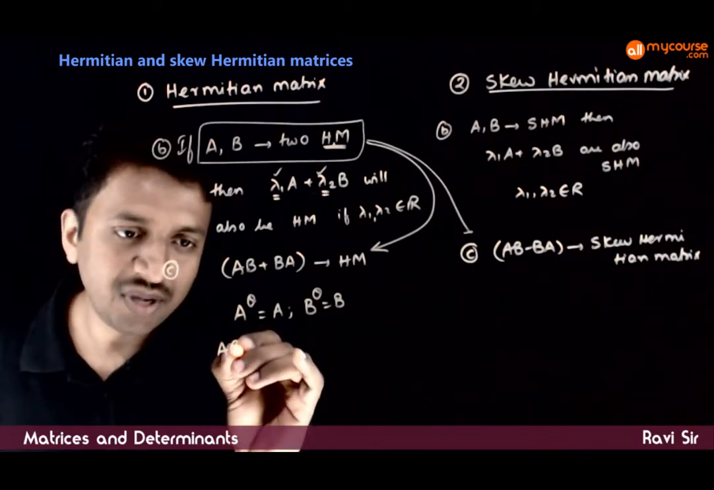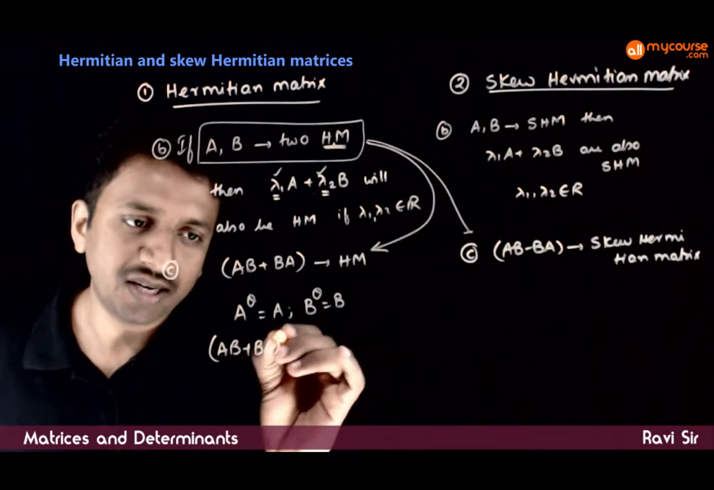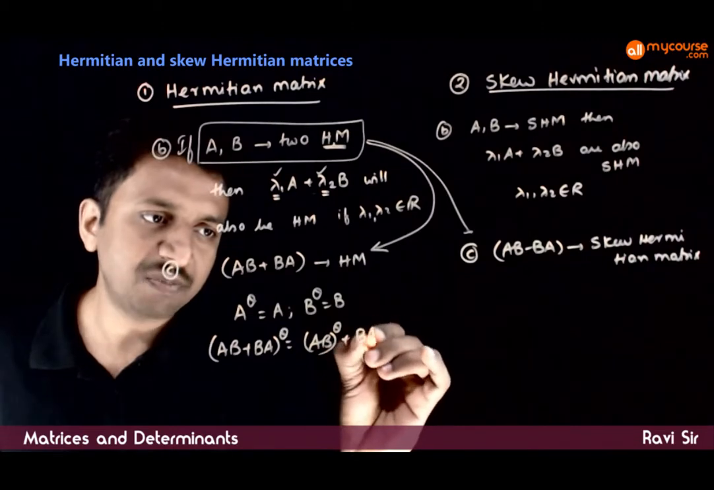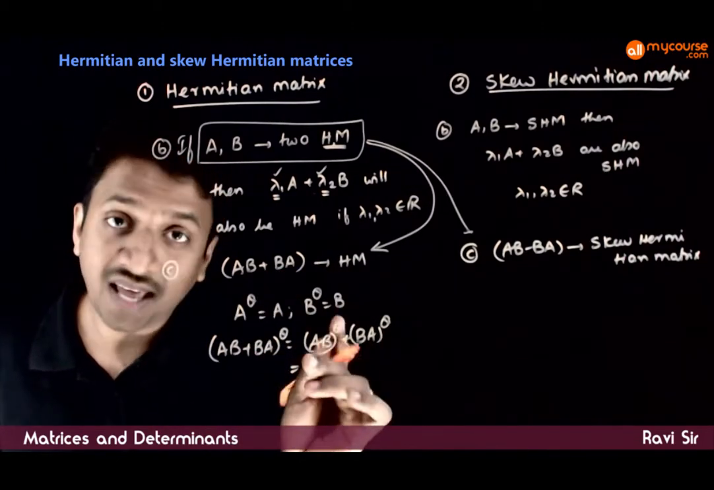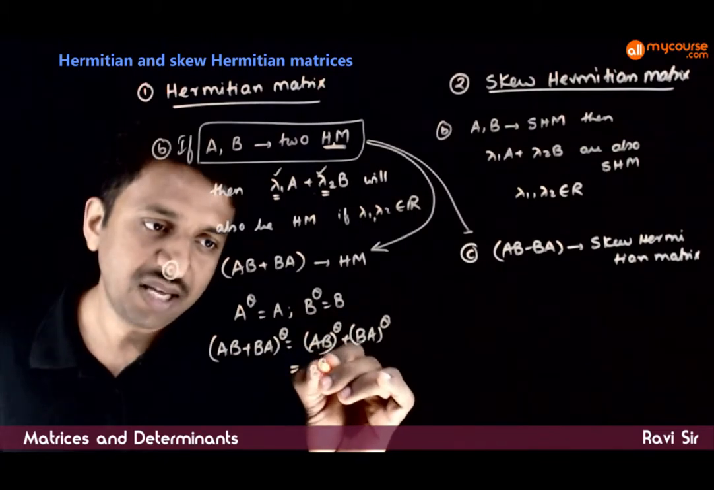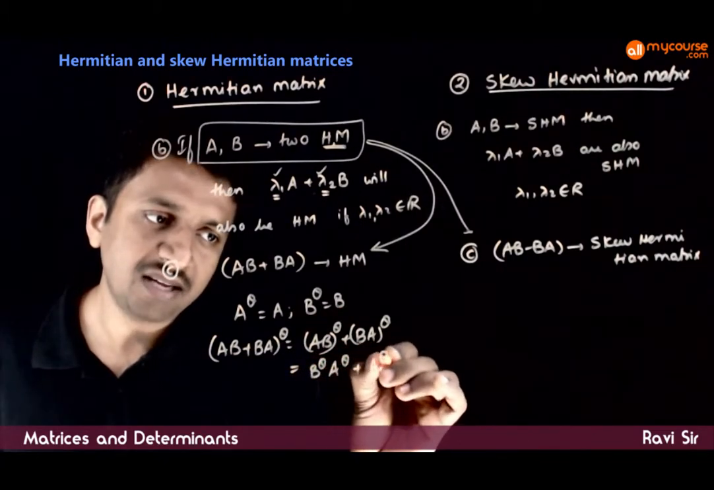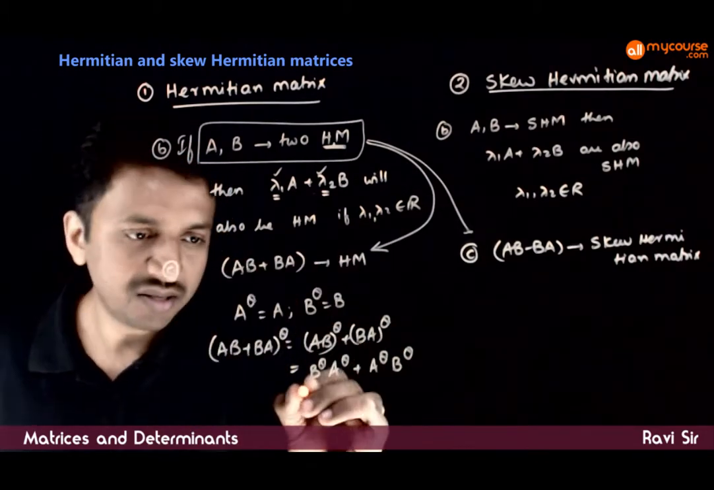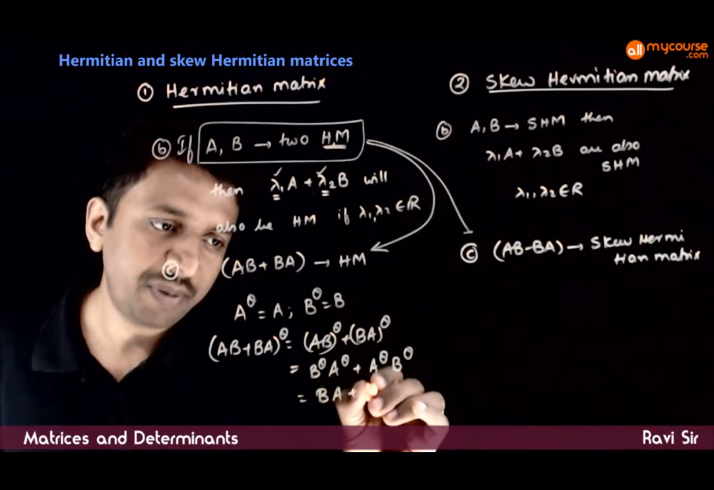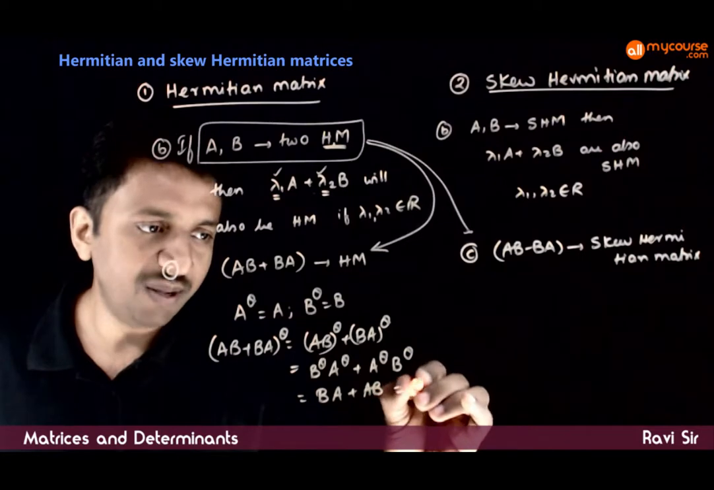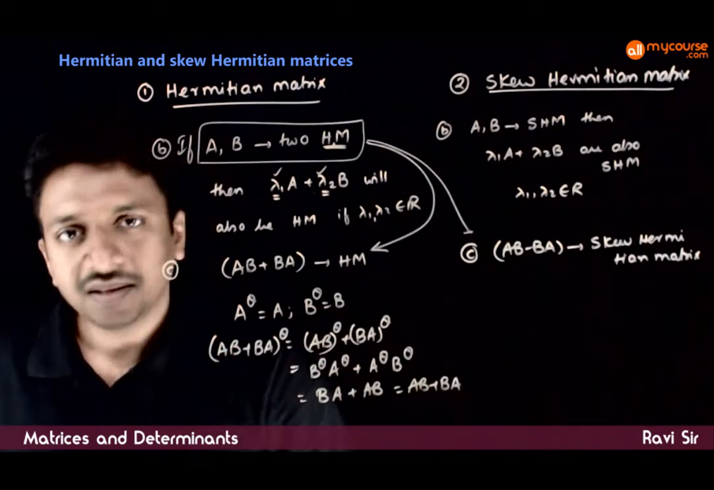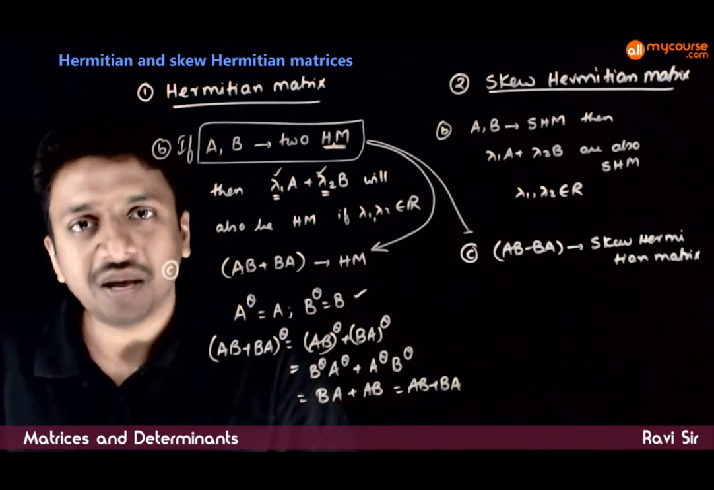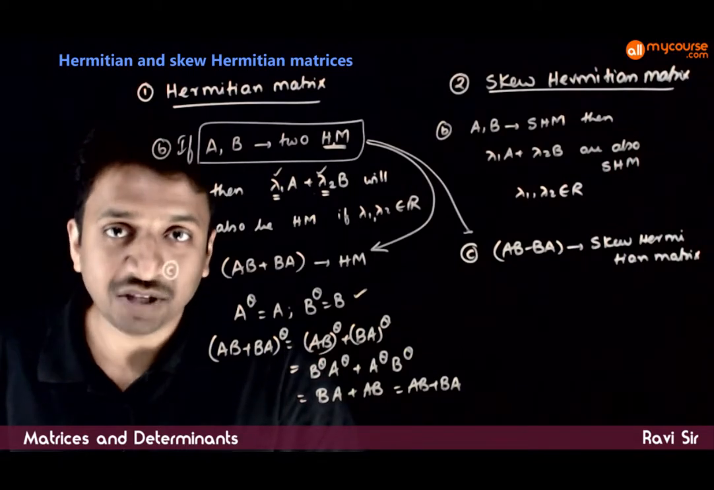Now what is (AB plus BA) whole theta? By definition, this is (AB) theta plus (BA) theta, and (AB) theta by reversal law is B theta times A theta, plus A theta times B theta. But A and B are Hermitian matrices, so this can be written as BA plus AB, which is the same as AB plus BA. So (AB plus BA) whole theta is the same as AB plus BA if A and B are Hermitian matrices.